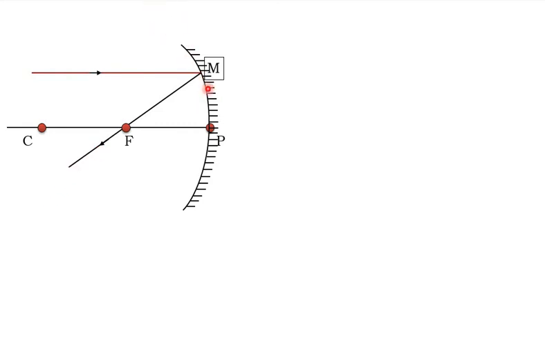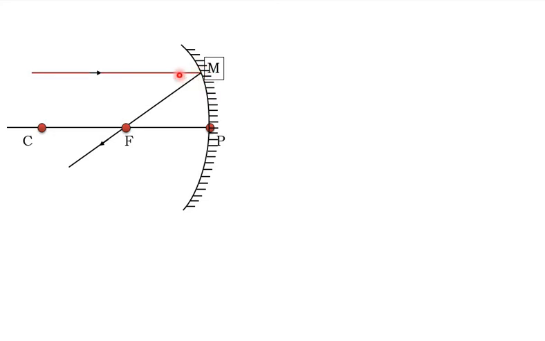Now there are two kinds of rays. One is known as the paraxial ray, the other is known as the marginal ray. Paraxial rays are those rays for which M is very close to P. That means they strike the mirror very close to the pole. So in all the derivations that we will do in this chapter, we will consider only paraxial rays.